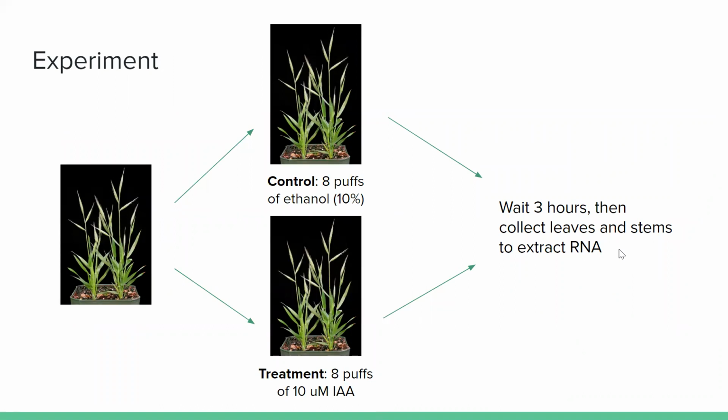For our experiment, we started with a total of 6 plants, with 3 set for the control and 3 set for experimental data. The experimental treatment was 10 micromolars of IAA, which is a growth hormone. However, to balance the ethanol present in the IAA solution, we made a 10% solution of ethanol for the control group. For each plant, we sprayed 8 puffs of their respective solution and let it sit for 3 hours. After the 3 hours were over, we collected the leaves and stems for RNA extraction.